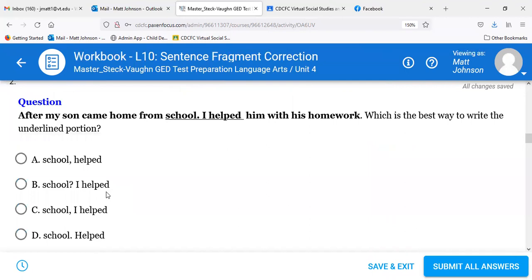After my son came home from school, I helped him with his homework. What do we need to do here? See, that first section is not a complete thought, right? After my son came home from school. What do we need to do to change that? I'm sorry, my phone froze. I didn't hear you. Okay, so what do we need to do here?